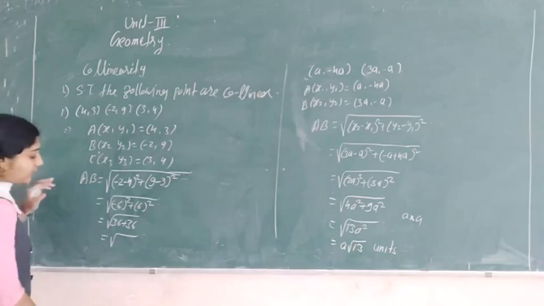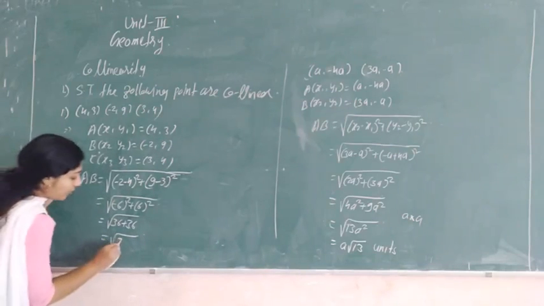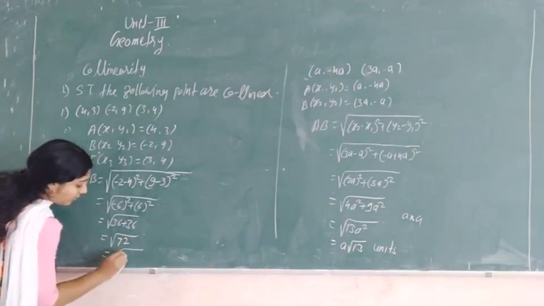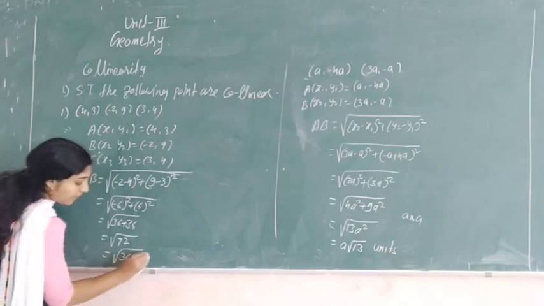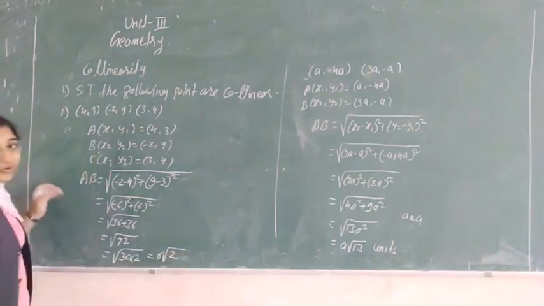36 plus 36, so we get the answer 72. We can write this as 36 into 2, and root 36 is a perfect square. So this is 6 root 2 units.